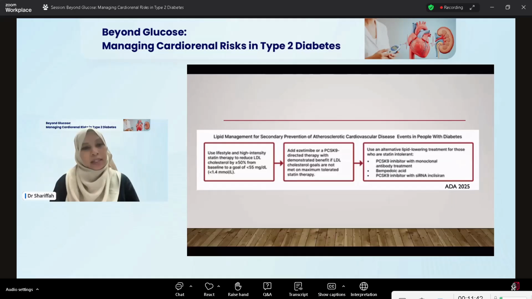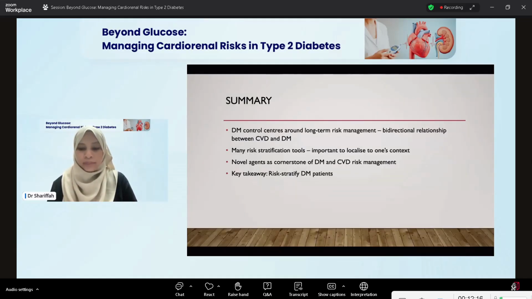The ADA guidelines also mention secondary prevention of cardiovascular disease. Once somebody already has established cardiovascular disease, how do we prevent further events? The target for cholesterol management goes down even lower to 1.4, or we have to reduce the LDL by 50%. This is done using lifestyle management and also high intensity statins, like I mentioned earlier. We may or may not add ezetimibe or PCSK9 inhibitors as well to achieve this target.